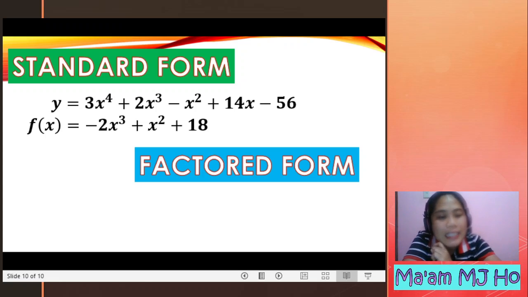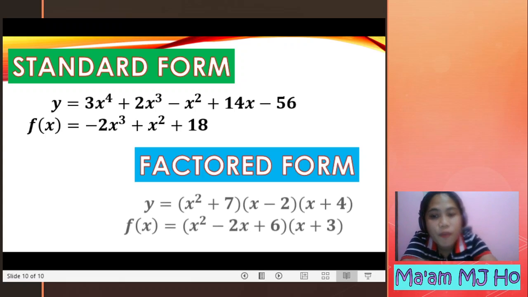So, in standard form, take note, dapat ang variable ay naka-arrange from highest exponent to lowest exponent. Hindi natin pwedeng i-consider ang isang form na standard form kung ang kanyang exponent ay hindi naka-arrange from highest exponent to lowest exponent. So, please take note of that. Dapat highest exponent to lowest exponent kapag naka-written sa standard form.